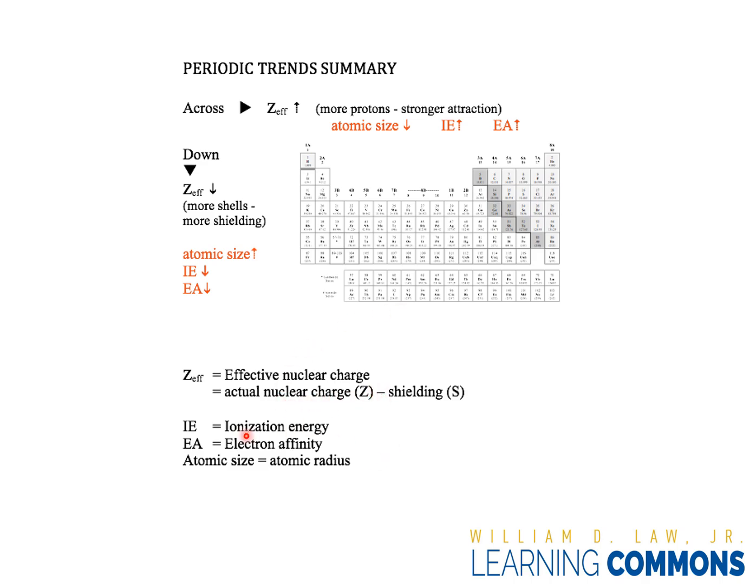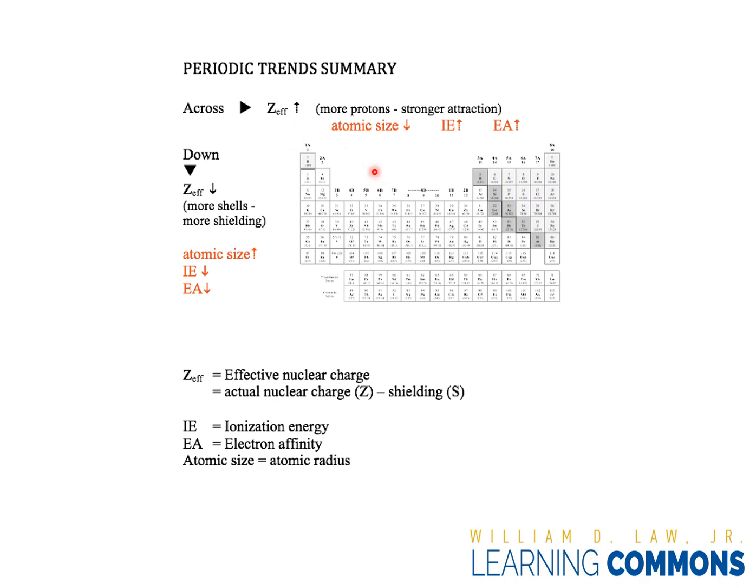And how can I calculate this? The actual nuclear charge minus the shielding, and you will find the effective nuclear charge, Z effective. If you go down, there is more shielding, and it will decrease. And just remember, if we go up, it increases.